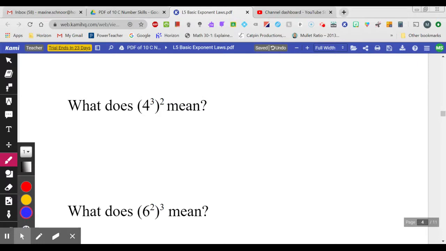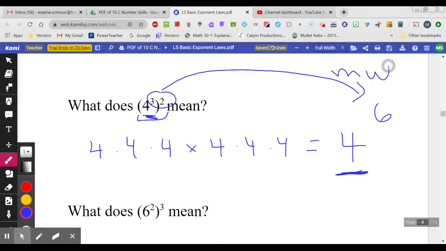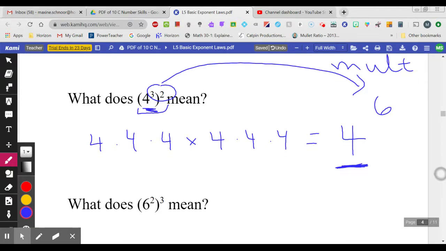So just to go through this one with you, 4 cubed squared. So 4 cubed means 4 times 4 times 4. Squared means times it by itself. So 4 cubed squared means 4 cubed times 4 cubed. So what do I have? I have 6 4s. So if you notice here, the base does not change. And what did I do with my exponents? I multiplied them. So when powers touch, you times.